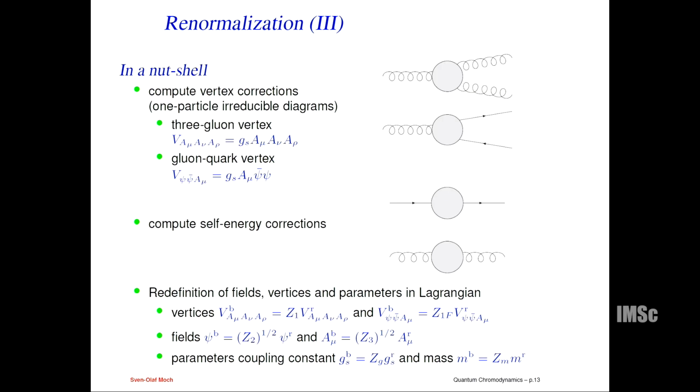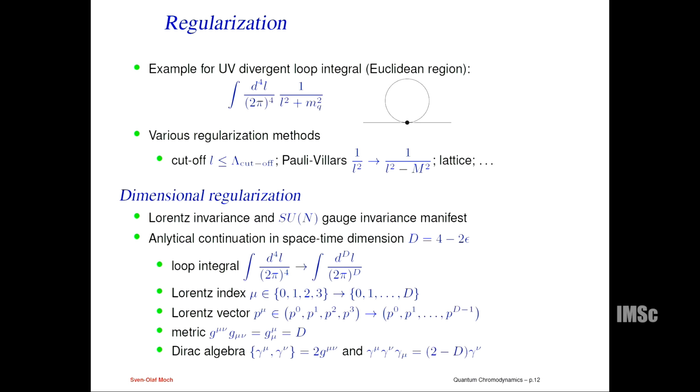Is there a way we can connect Pauli-Villars with dimensional regularization? For example, in dimensional regularization we will have poles in the integral, 1 over epsilon squared, 1 over epsilon type of poles. In Pauli-Villars we will have log M squared, log squared M squared. Can we relate them?